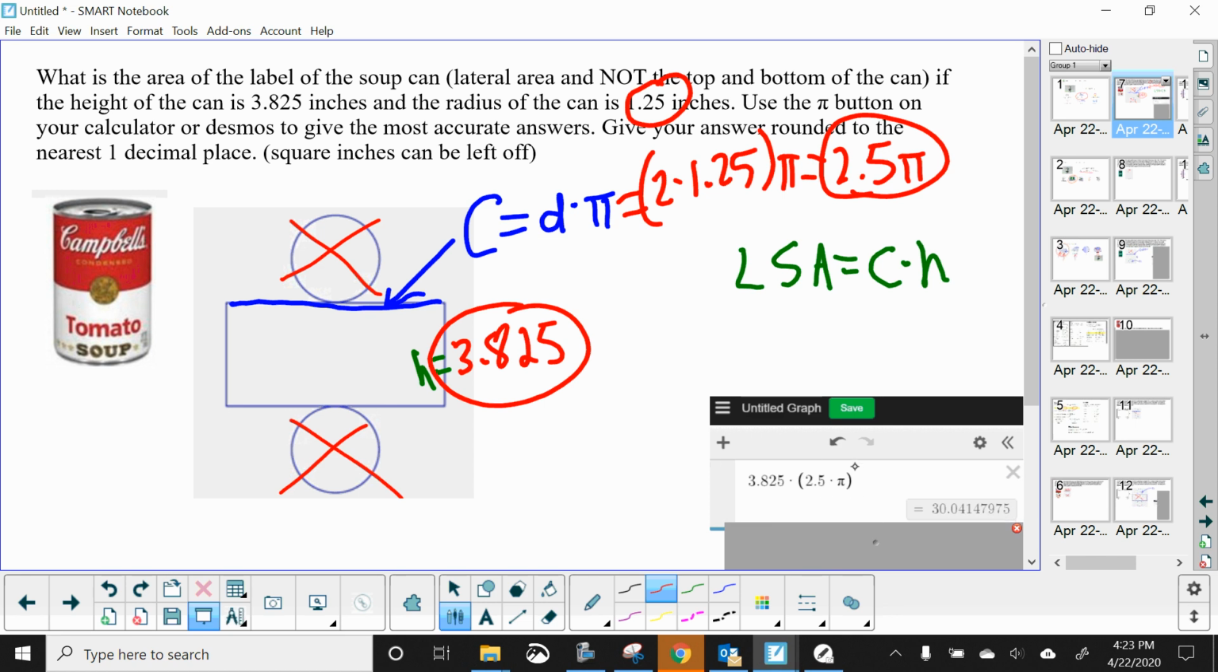And notice how I put it into decimals. I use the pi function. The height, diameter times pi. And we're going to have to round that to the nearest single decimal spot, which is actually 30. So this answer is 30 inches squared. And I think you don't have to put the inches squared on in GoFormative because I've asked you not to. So it says they can be left off.